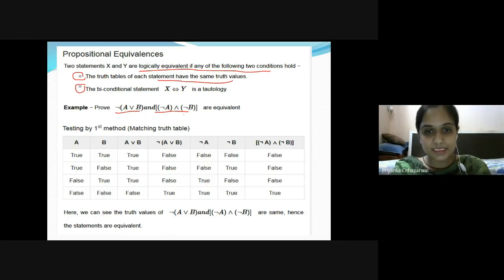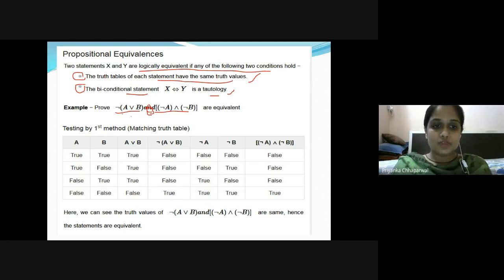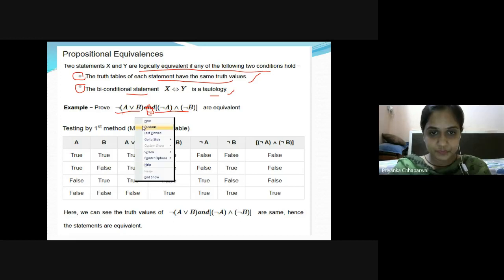So the first method is that you can find it like this. The second is the biconditional statement. The biconditional statement should be a tautology. Whatever you have found, you just attach the biconditional statement. Then if all the values are true, meaning it is a tautology, then you say that it is equivalence, both statements are equivalent. So by the first method we have solved this question.